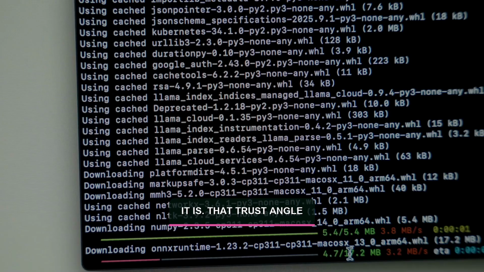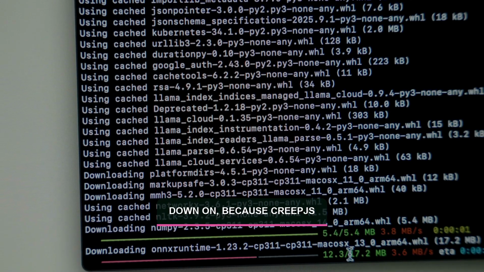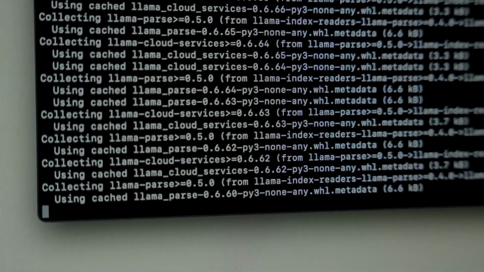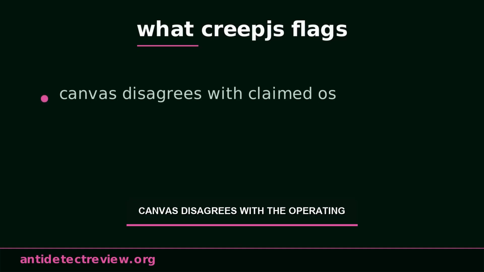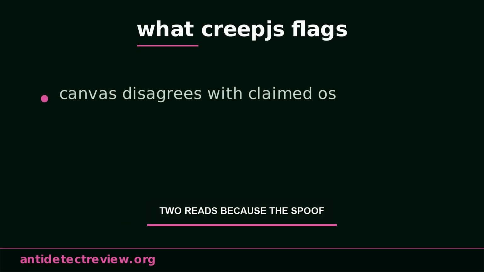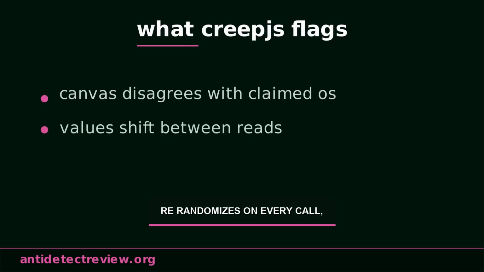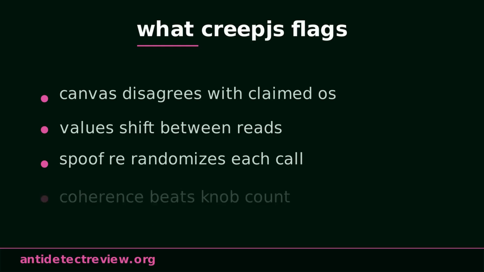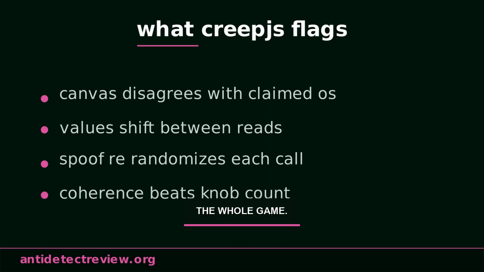That trust angle is the part worth slowing down on, because Creep.js exposes the exact failure that sinks a lot of tools. It flags when your spoofed canvas disagrees with the operating system you claim to be, when a value shifts between two reads because the spoof re-randomizes on every call, when the browser lies in a way that is itself detectable. A tool that changes 100 values but leaves them disagreeing scores worse than a simpler one that changes less and keeps the story straight. The number of knobs never mattered. The coherence between them is the whole game.